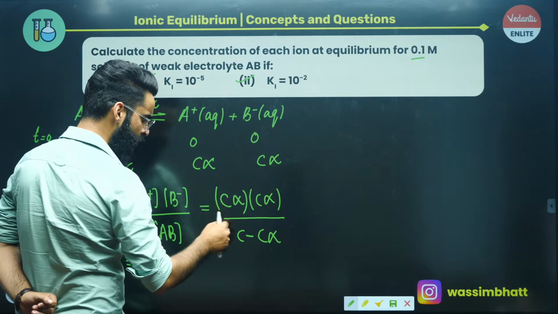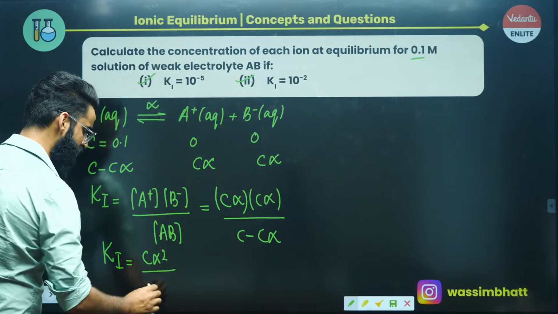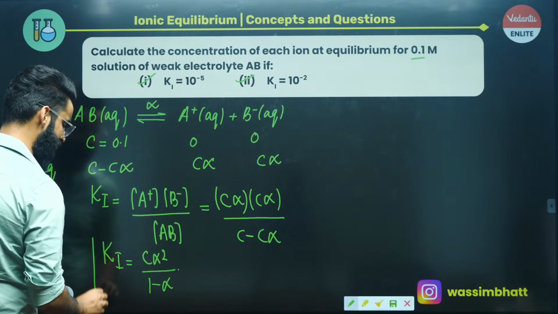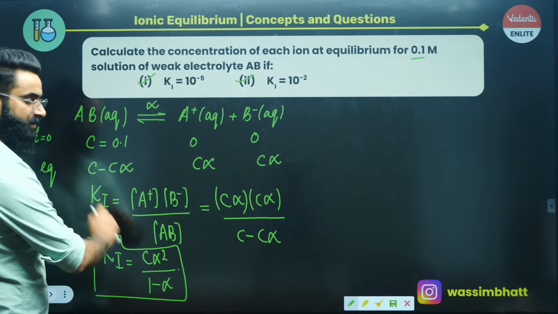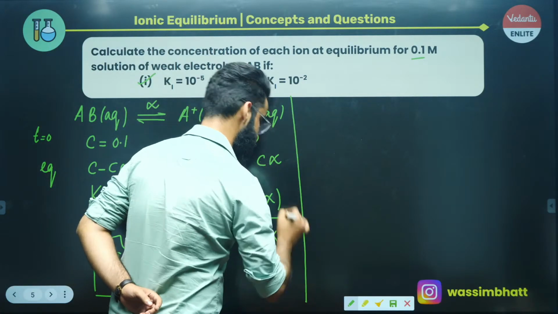One of the C in the numerator and one of the C in the denominator gets cancelled, so the final expression comes out to be C alpha square divided by 1 minus alpha. So this is basically the expression for ionization constant, first of all, right? This is how you write the ionization constant expression. Now after this, have a look.